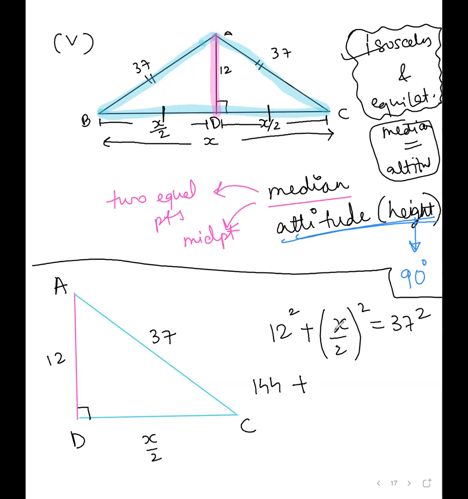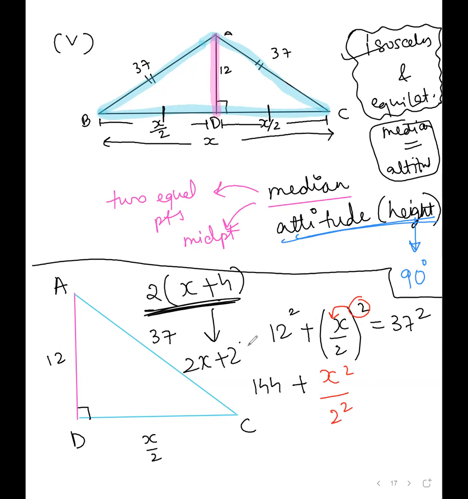Plus. Now just see here, this square is over the bracket, right? So it will become x square by 2 square. Just like how if you say 2 multiplied by (x plus 4), for example, तो ये क्या बन जाता है? This becomes 2x plus 2 into 4, right? This 2 gets distributed over x and 4. So the same thing is happening here also. Is equal to 37 squared.